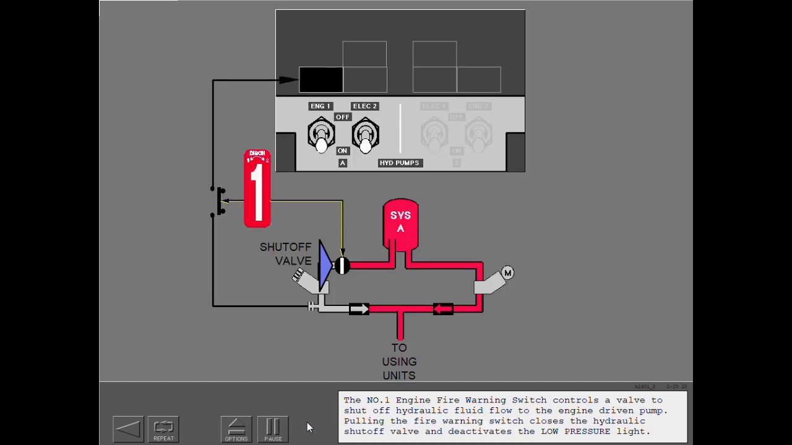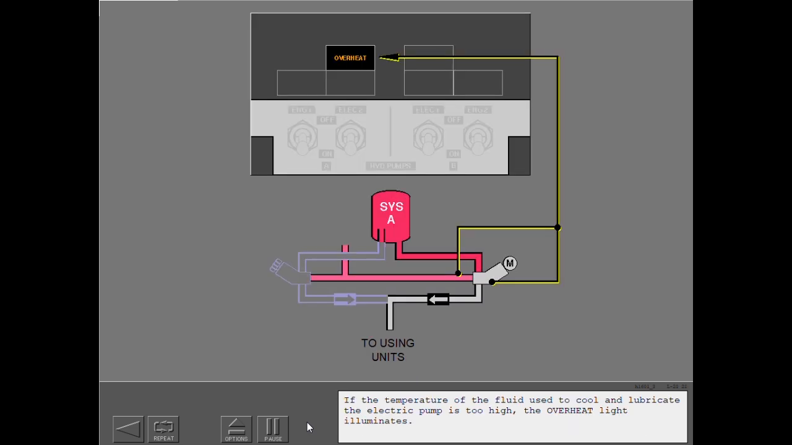The number 1 engine fire warning switch controls a valve to shut off hydraulic fluid flow to the engine-driven pump. Pulling the fire warning switch closes the hydraulic shutoff valve and deactivates the low-pressure light. If the temperature of the fluid used to cool and lubricate the electric pump is too high, the overheat light illuminates.